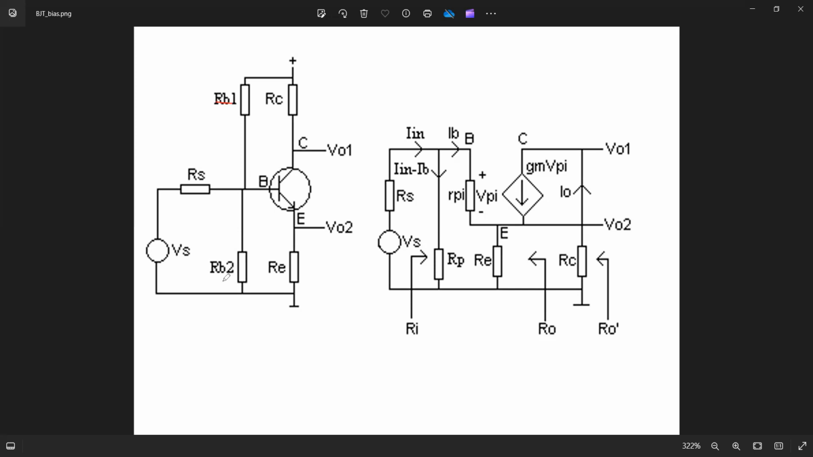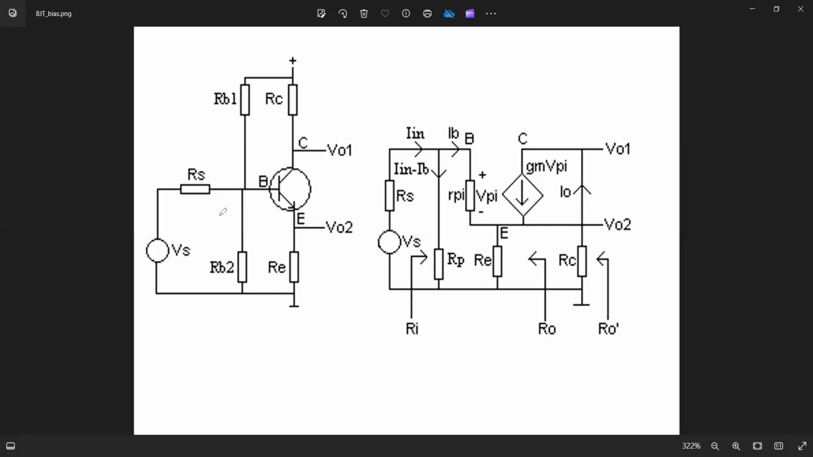RB1 and RB2 are used to set the DC bias level of this transistor. This acts as a voltage divider circuit, and that sets the base voltage of the transistor. Vs is an external voltage source with its resistance in series, Rs.